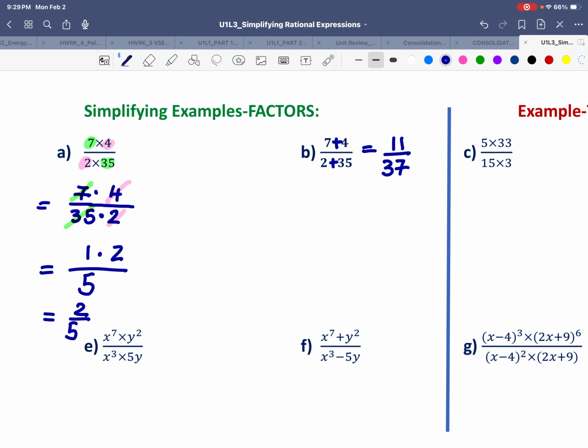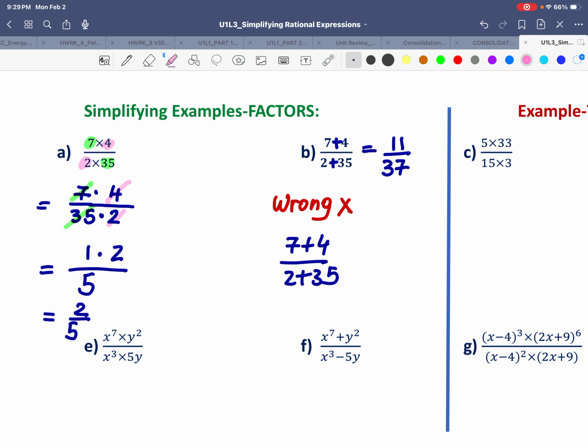And I see very often people mix this up with simplification, the way that it works with factors, and they would take 7 plus 4 over 2 plus 35, and then simplify the 7 and the 35, and simplify the 4 and the 2. So we can't do this. So that would be wrong.